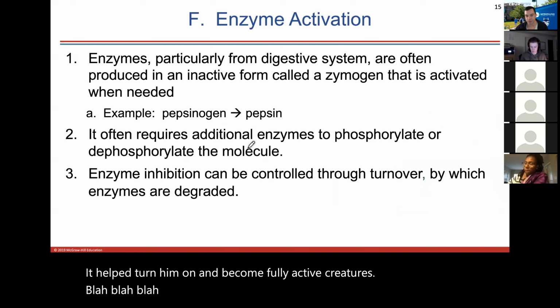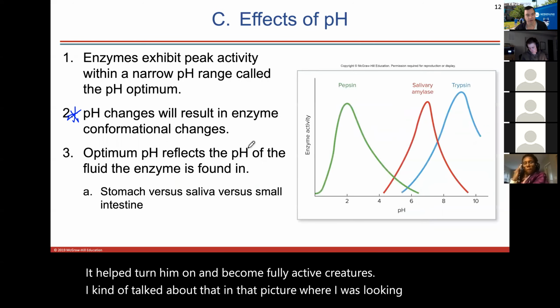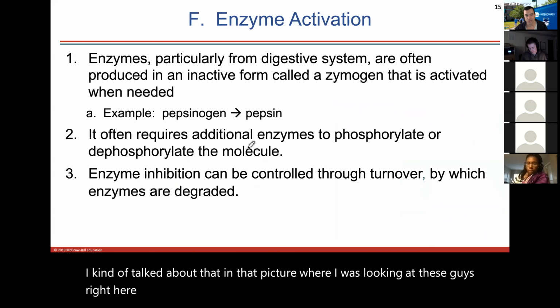I kind of talked about that in that picture where I was looking at these guys right here. Those are just some words saying the same thing over and over again.